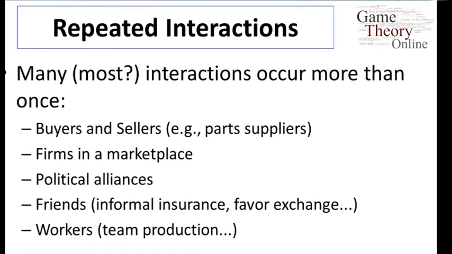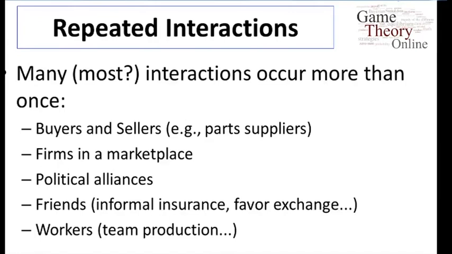Political alliances, so how do politicians, legislators act? Do they ever make arrangements and compromises? Are they able to do that over time? When we think about people, just plain social interactions, do you do favors for friends? Do you expect them to reciprocate at some point in the future? Workers, so team production, things where people have to rely on other people to deliver or to help them out. So there's so many settings where we have repeated interactions, so it's fairly fundamental to understand.